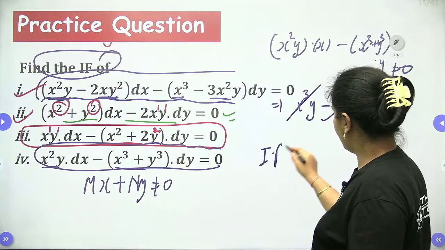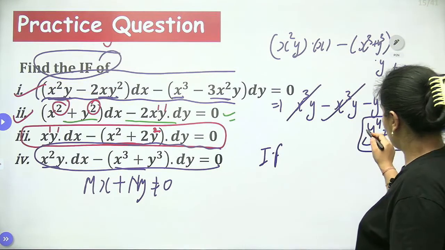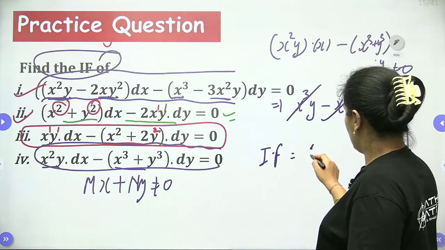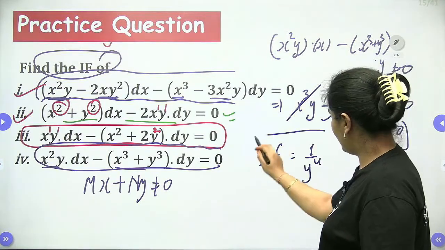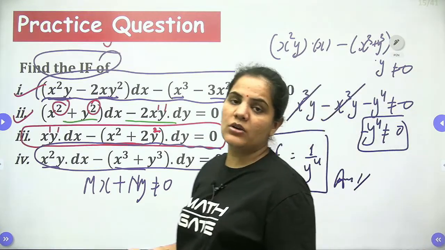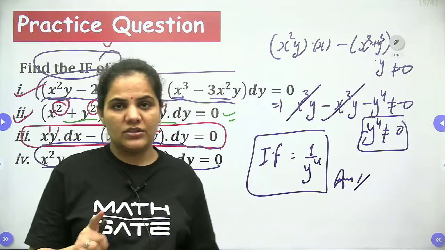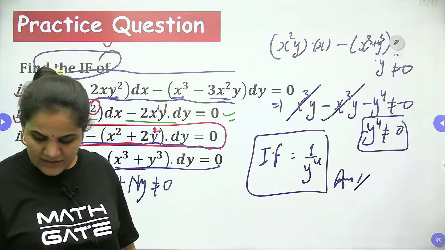So hence my integrating factor will be 1 by y power 4. Why don't I mention negative here? Because my integrating factor will not be affected by the negative sign and the constant term. That's why I don't mention negative here.